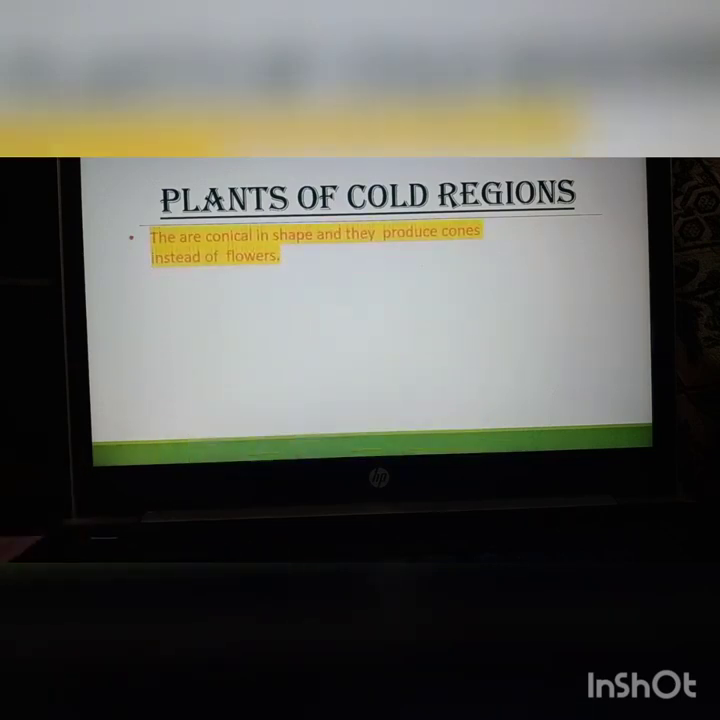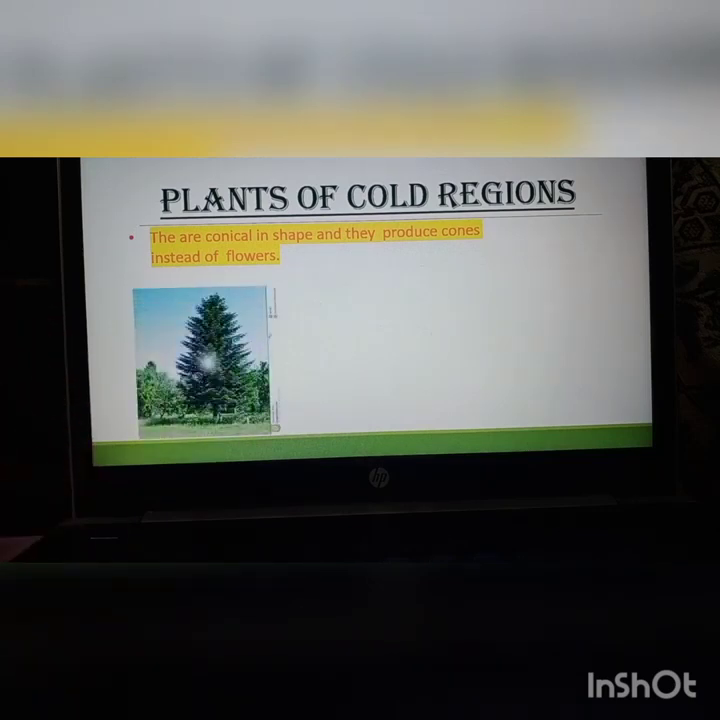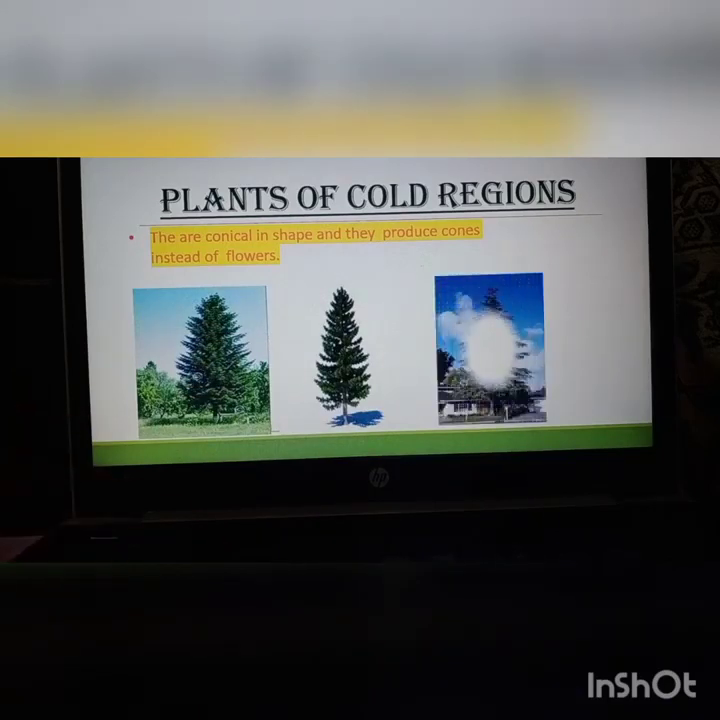Let's see their features. They are conical in shape, meaning the shape of a cone, and they produce cones instead of flowers. Later on I will show you the picture of cones, what kind of cones they produce. The trees that grow in cold places like Kashmir are generally tall, straight and conical in shape. Conical means, let me show you the picture, then you will be able to get the meaning of conical.